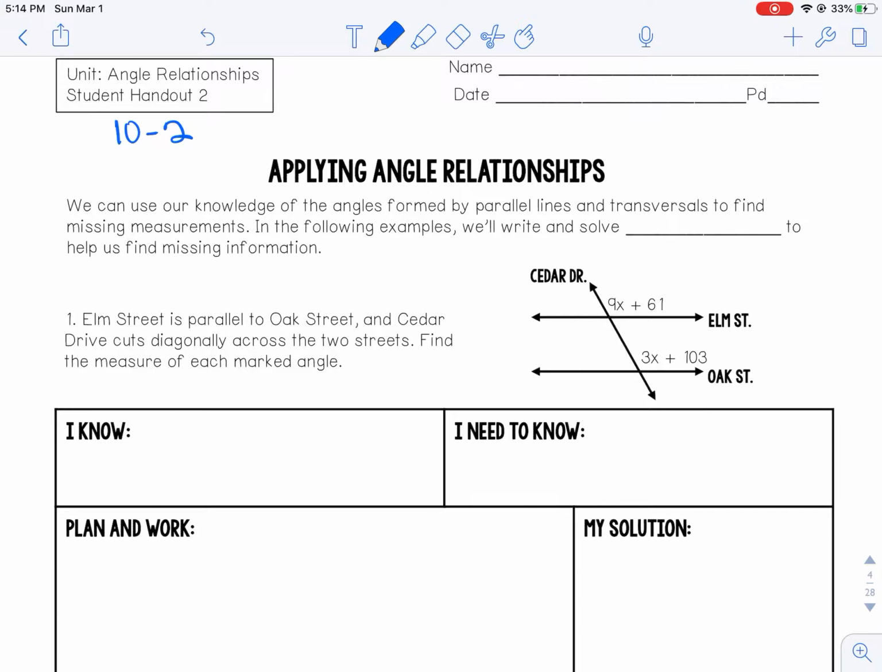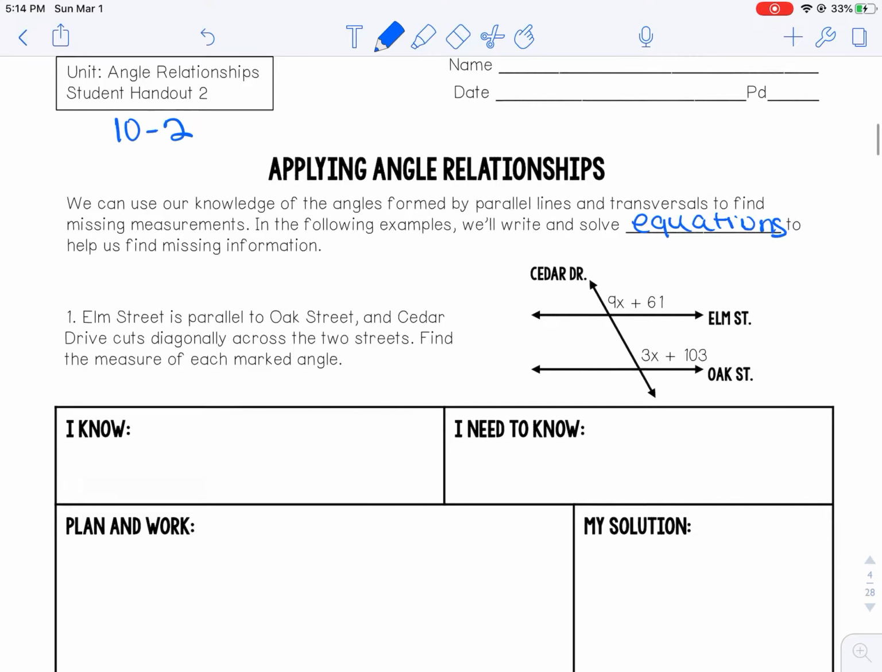Hey everybody, we're going to look at 10-2, applying angle relationships. We can use our knowledge of the angles formed by parallel lines and transversals to find missing measurements. In the following examples, we are going to write and solve equations to help us find the missing information.